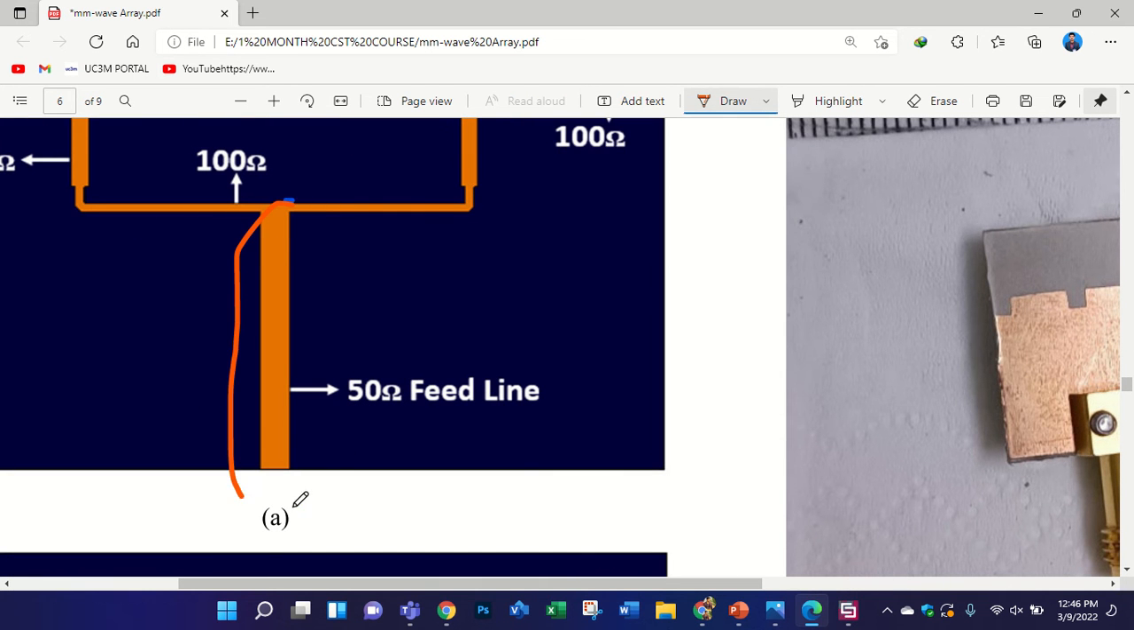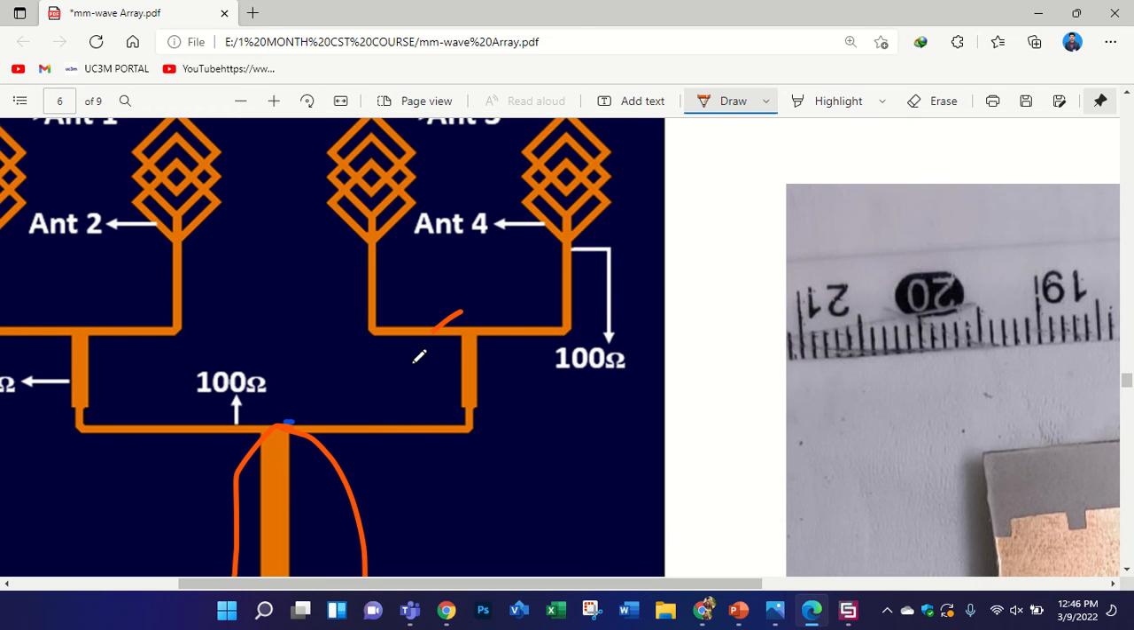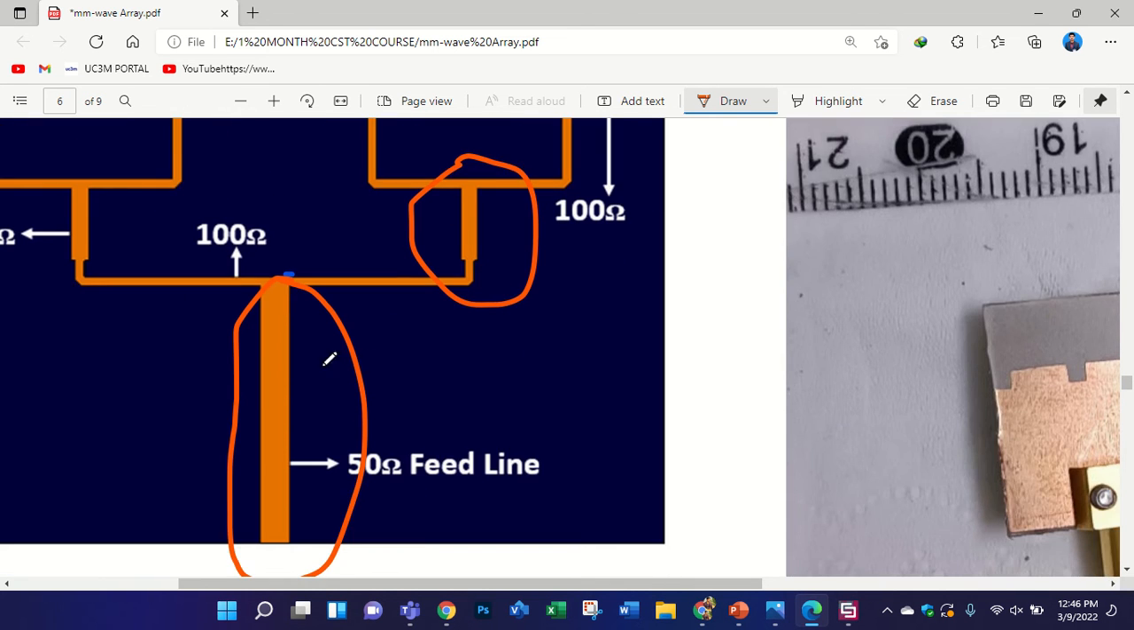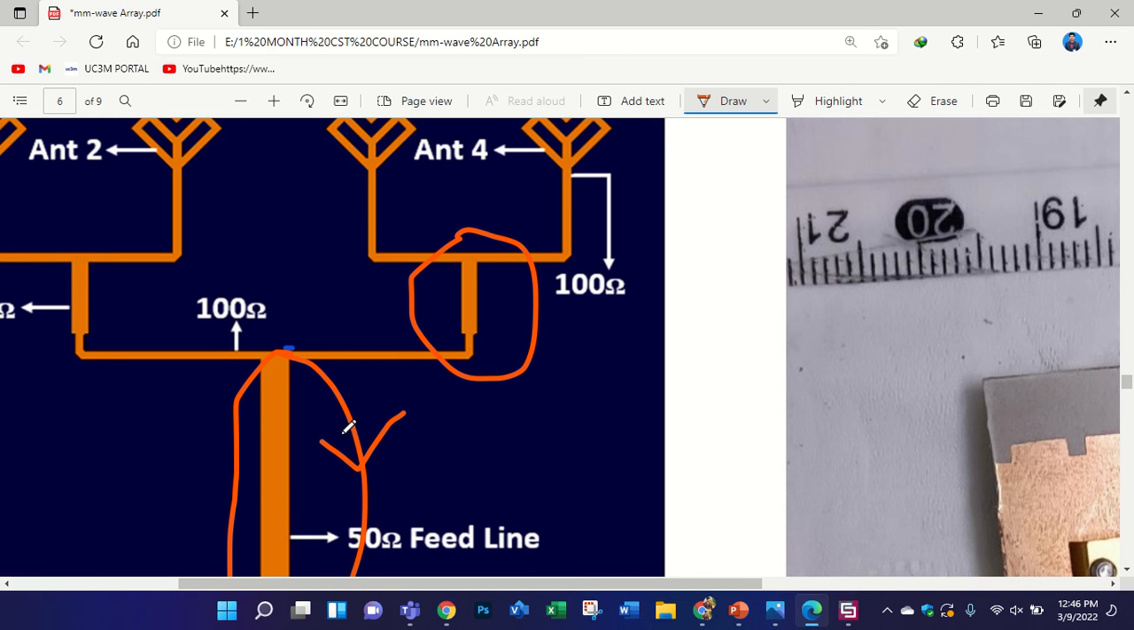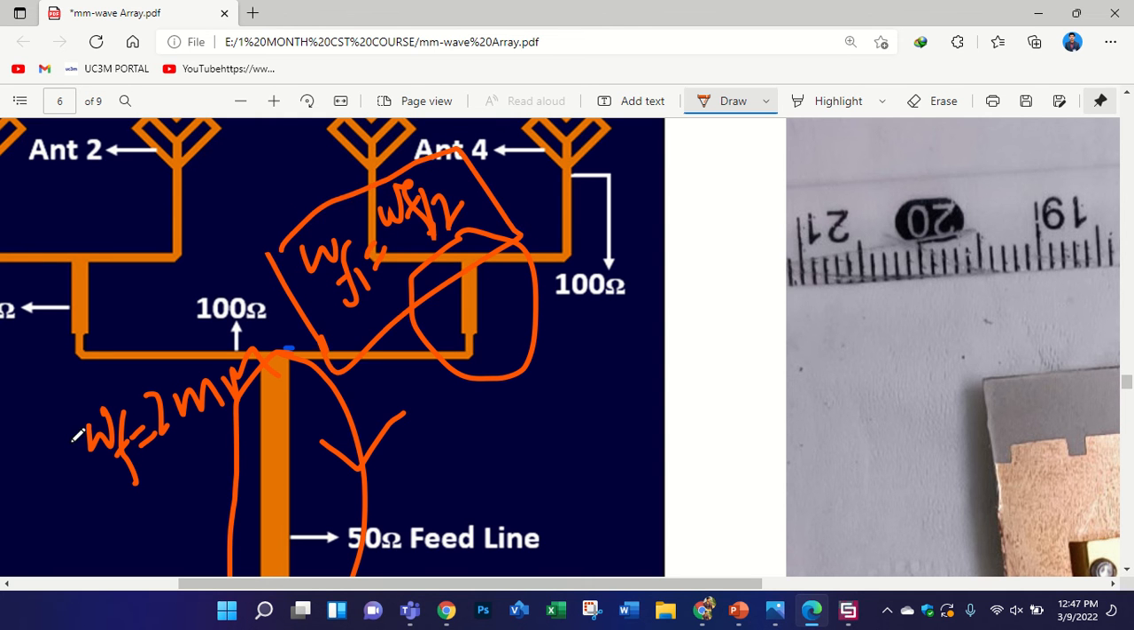You have a feed line, this one, and you know the length and width of this feed line. Whenever you design this, you need to consider the length and width of this feed line. If you want to design this stub, you can divide the width, suppose it has a width of 2 millimeter, and here this one is wf1, which is equal to wf by 2.